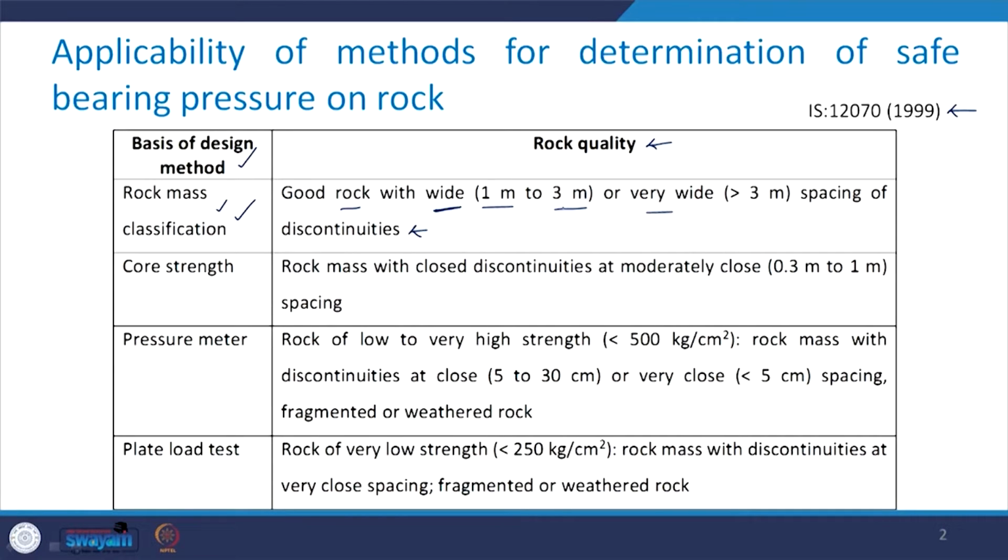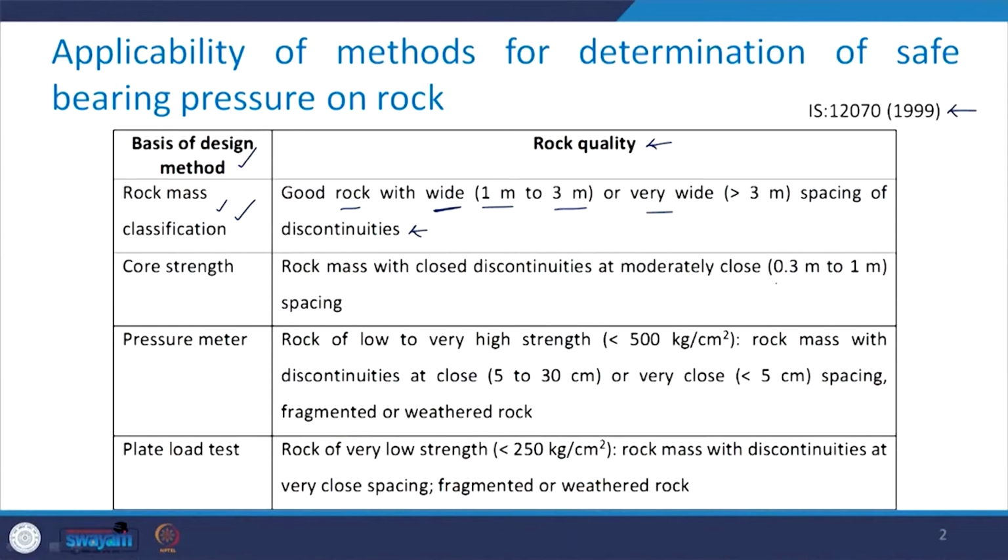When you have rock mass with closed discontinuities at moderately close spacing, that means when the spacing lies between 0.3 meter to 1 meter, in that case if you obtain the safe bearing pressure from the core strength or from the UCS of the rock, then it is quite reliable as far as the determination of safe bearing pressure is concerned.